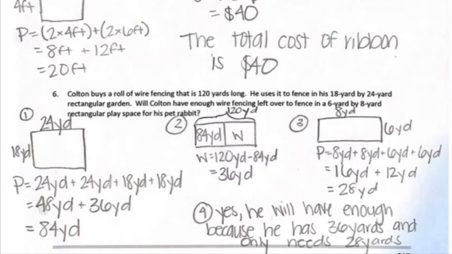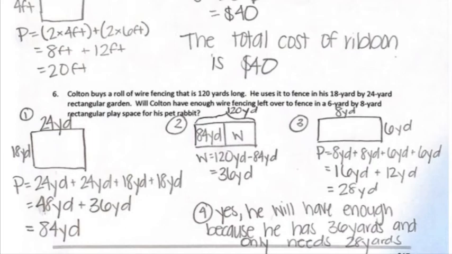So let's look at step 2. I have a tape diagram where the total is the 120 yards. One piece is the 84 yards I've already done, and I've labeled W as whatever is left over. So I'm going to subtract 84 from 120 and I get 36 yards. So he has 36 yards left.